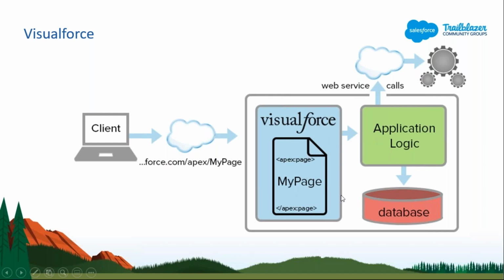And this is the common tag, like in HTML, where there is an opening and a closing tag. It is the same here. So apex colon page will be the starting and closing tag for the Visualforce page. There will be the application logic, which is your controller, and that controller is connected with the Salesforce database. It will provide you the data by using this Visualforce page only.